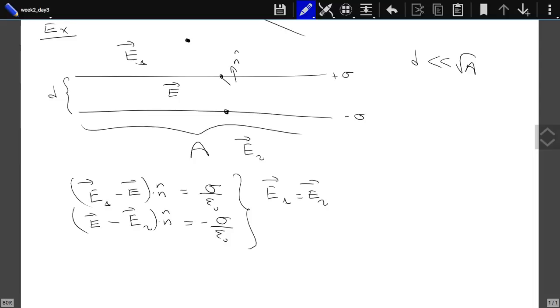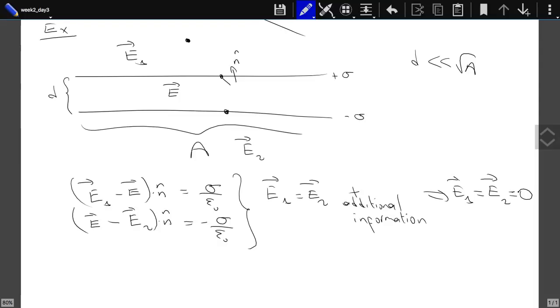One is pointing out, the electric field created by the positive plate should be pointing away from the positive plate. The other one should be pointing towards the negative plate. So they cancel. Only with this additional input we can say that E1 is equal to 0, and hence E2 is equal to 0. This is an additional information. It doesn't come from the Gauss law itself.